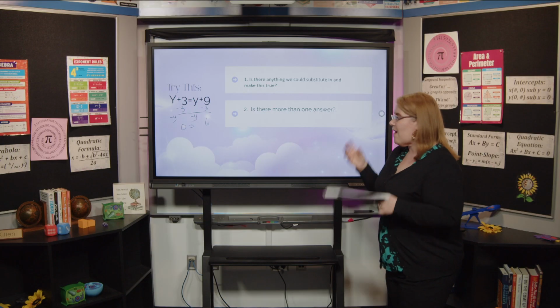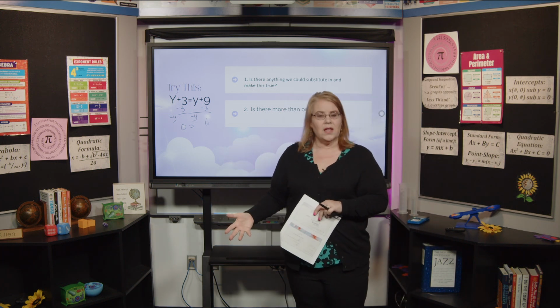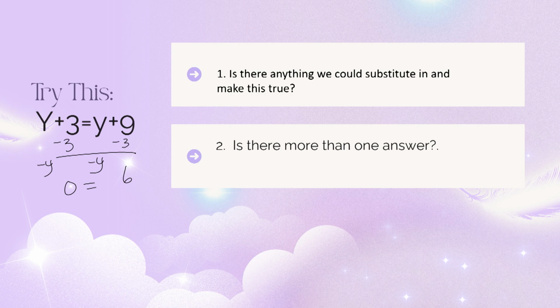All right, have you ever had $0 but also had $6? No, you're either broke or you got money. So can 0 equal 6? Absolutely not. So is there anything that we can substitute in to make this true? No. So is there more than one answer? No. I cannot put anything in there that would make that sentence true. It's grammatically correct. Yes, it is. But it's not a true statement.